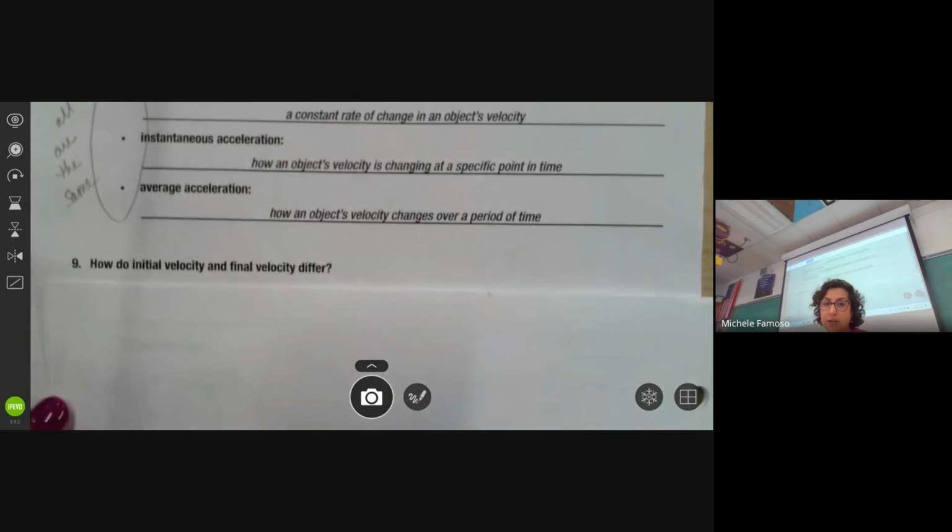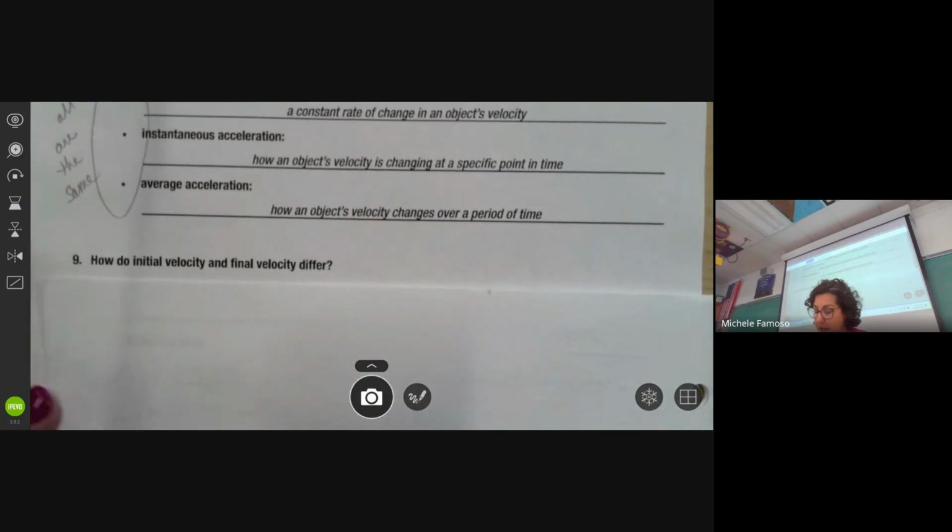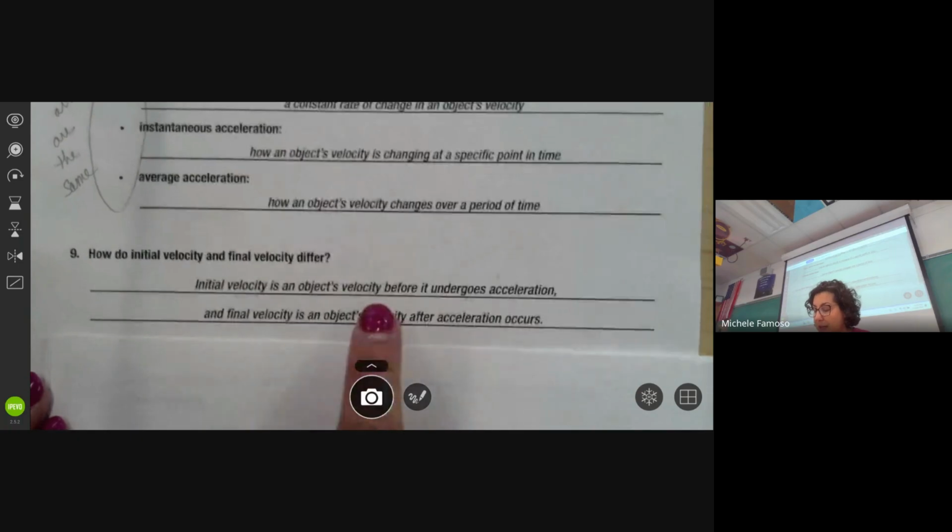Number 9, how do initial velocity and final velocity differ? Your initial velocity is your velocity before acceleration. Final velocity is after acceleration. Another way to define that, your initial velocity is the velocity at the starting time. VF is your velocity at the ending time. Number 10, please change that.